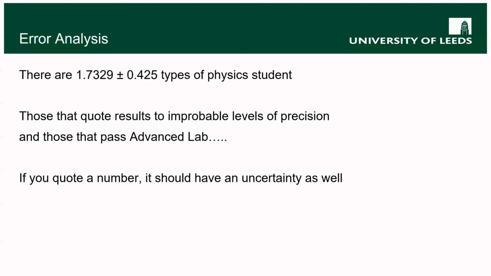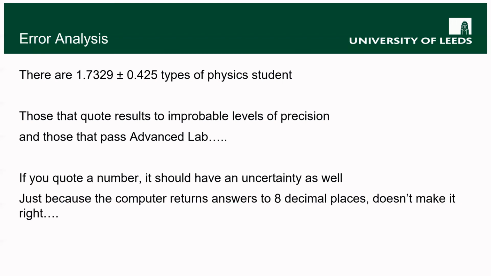Every time you come to a conclusion with a number, you should be thinking, okay, what's the uncertainty in that? What confidence? It may be that you can't do an accurate error analysis and calculation, but you should still be thinking, well, what's a reasonable level of uncertainty there, based on your understanding of how you've calculated that number. And again, just to reiterate, just because the computer returns answers to 8 decimal places does not make it right. Computers are intrinsically stupid.